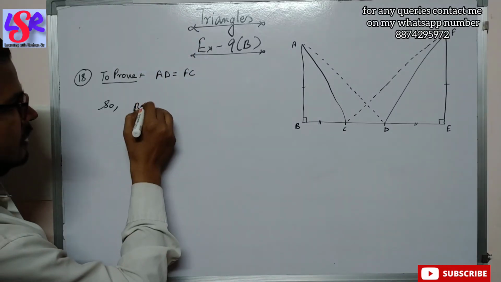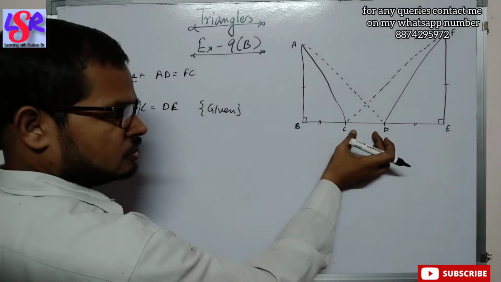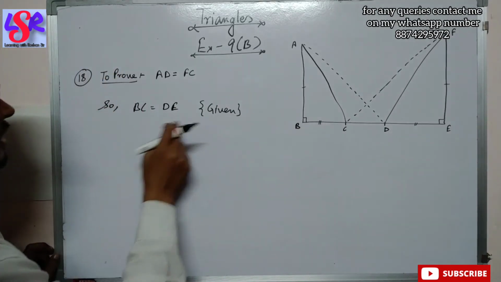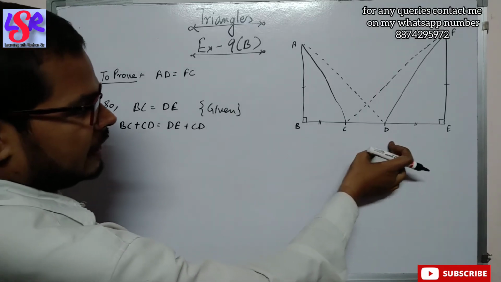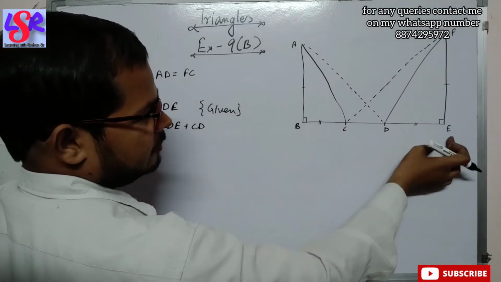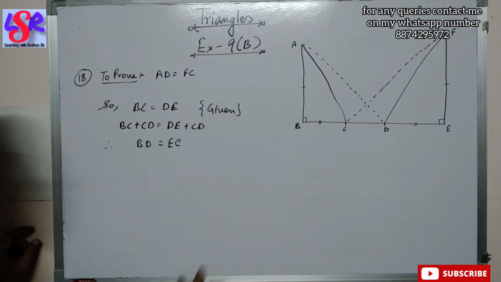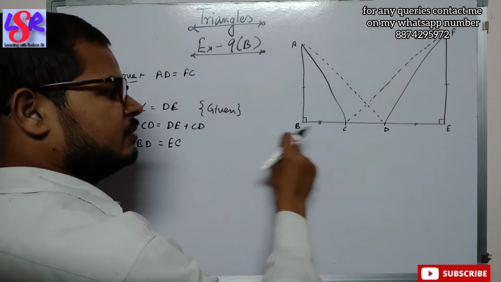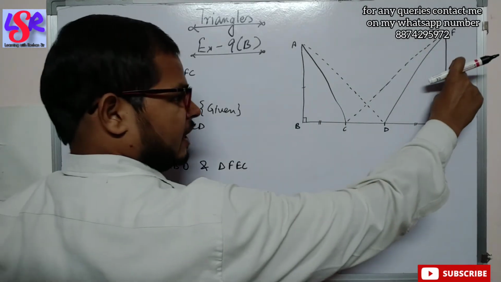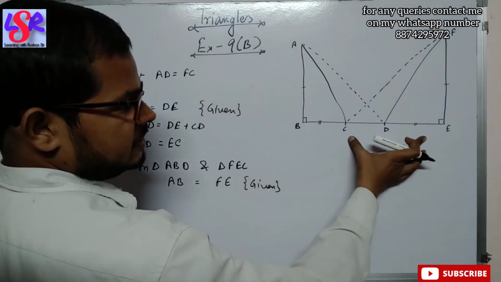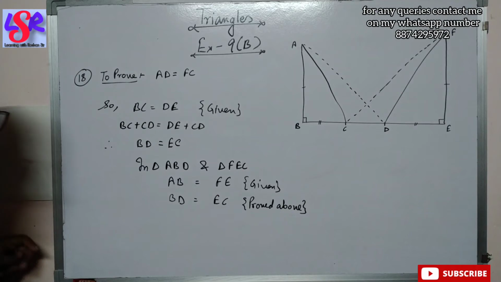So here BC equals DE, given to us. And now we are going to add this common portion CD on both sides. On adding CD to BC, it becomes BD, and CD to DE, it becomes EC. Therefore, BD equals EC. Now we can take triangle ABD and triangle FEC. Here we get AB equals FE given, BD equals EC proved above, and angle B equals angle E as 90 degrees each.